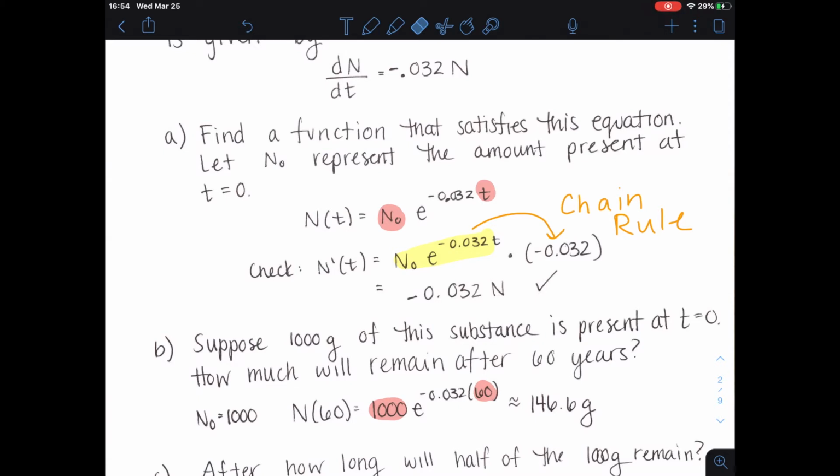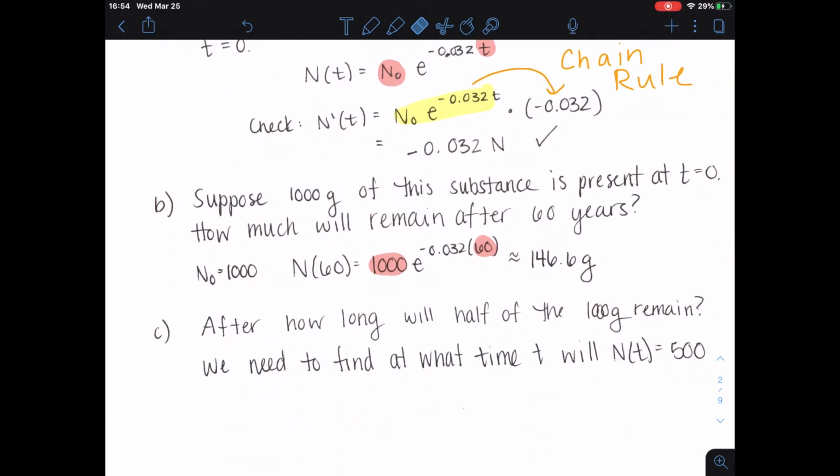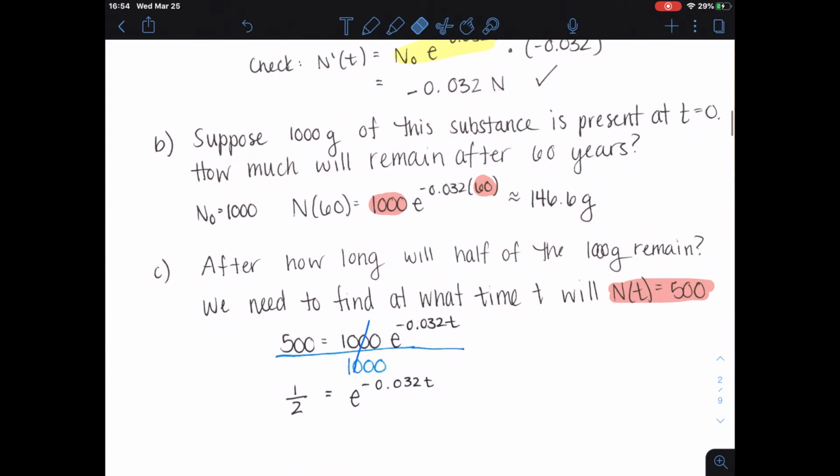Okay. Now we want to answer a similar question. We were concerned about the doubling time last time or tripling time. Now we want to see after how long will half of this original 1,000 grams remain. So what we need to do is find at what time t will the total amount of the substance be half. So when will it be 500 grams? So we need to solve the equation 500 equals 1,000 e to the negative 0.032t. So you go ahead and divide by 1,000 to make those cancel, and we're left with 1/2 equals e to the negative 0.032t.